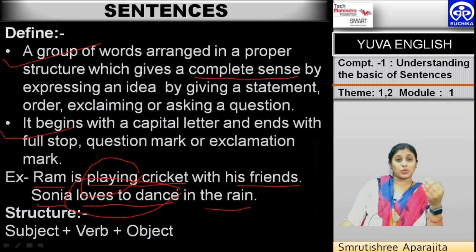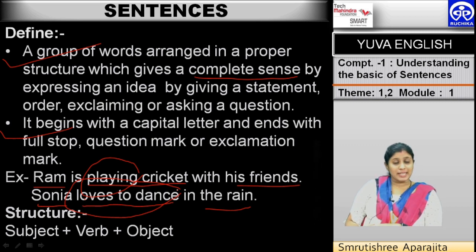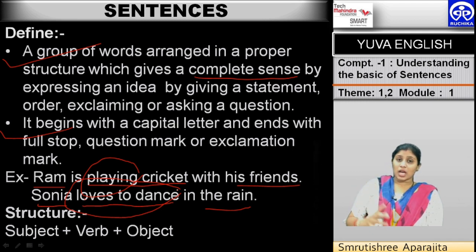So some action is going on, and these words are also arranged in a proper structure. Now let us come to know what is the structure of a simple sentence. How can we write a simple sentence? And what are the parts of a sentence?